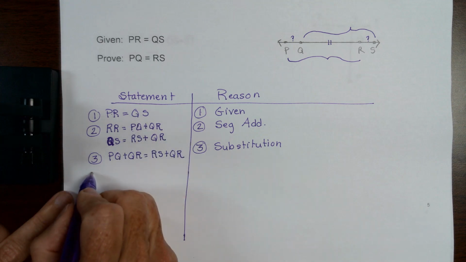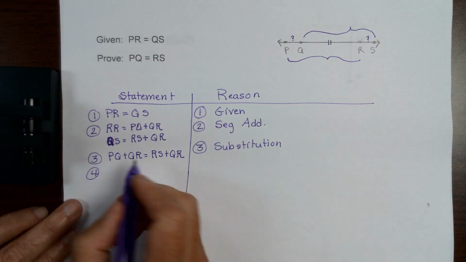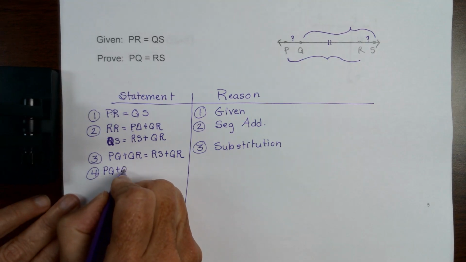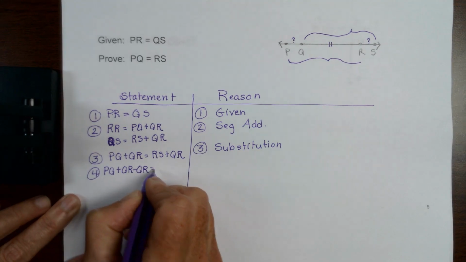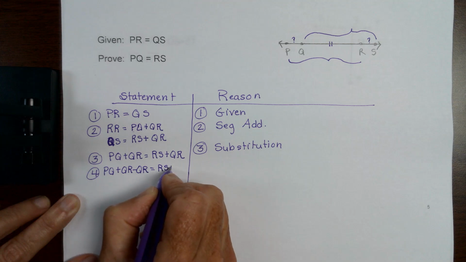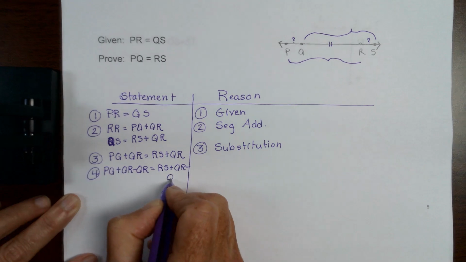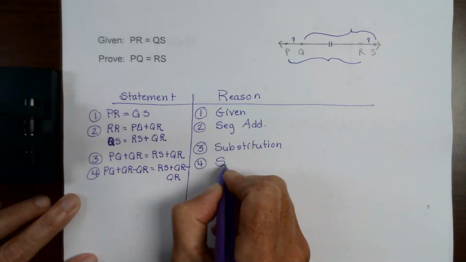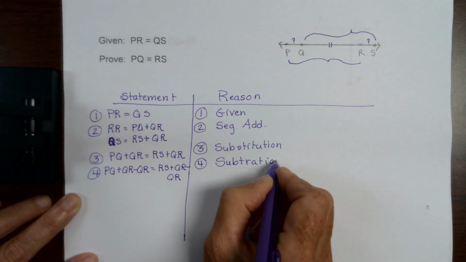Now, if you look here, they each have this QR in common. So I can subtract QR from both sides. What I do to one side, I have to do to the other side. It's just like with numbers, but now I've just got letters. And so what I did was I used the subtraction property, which is what I've used in algebraic proofs often.